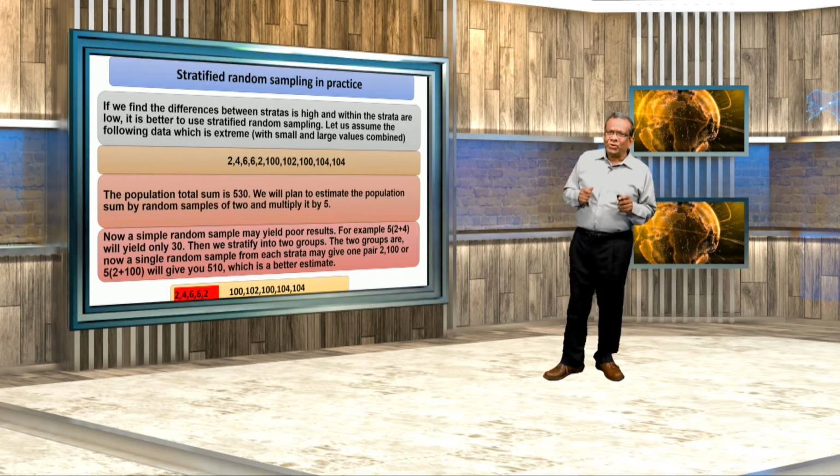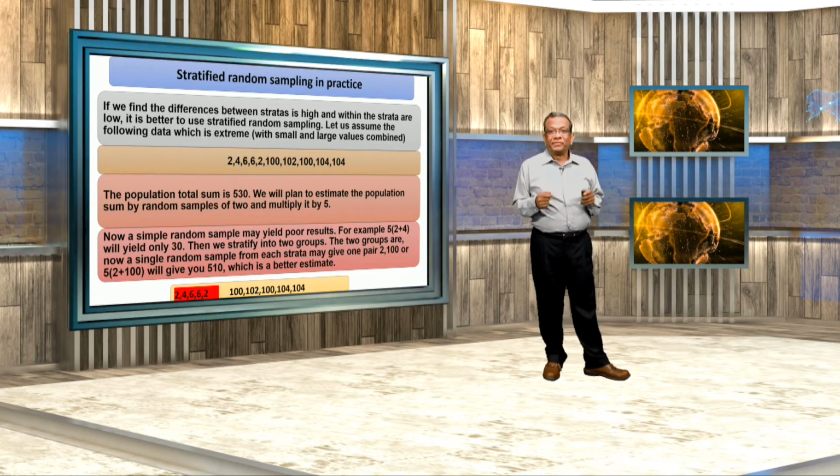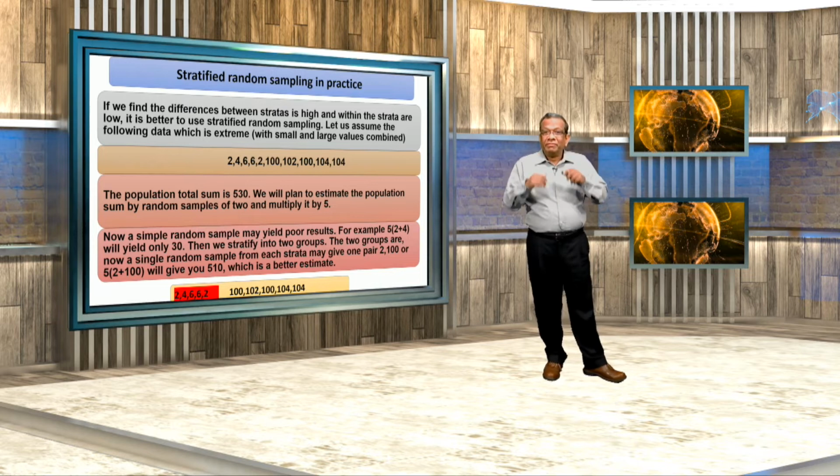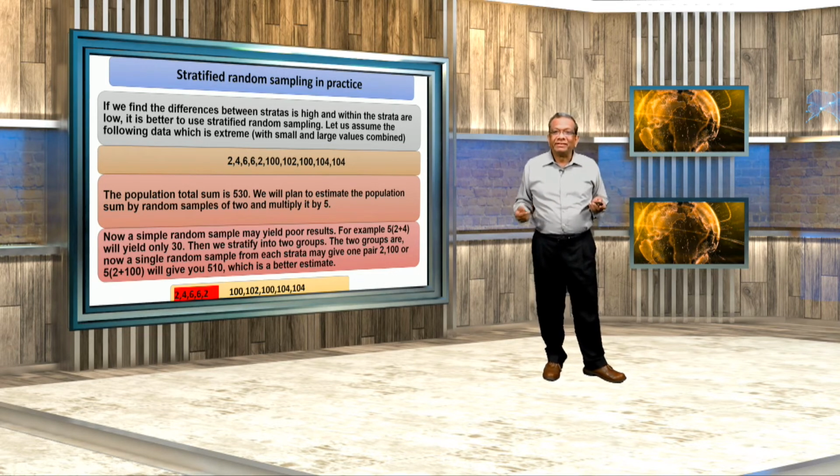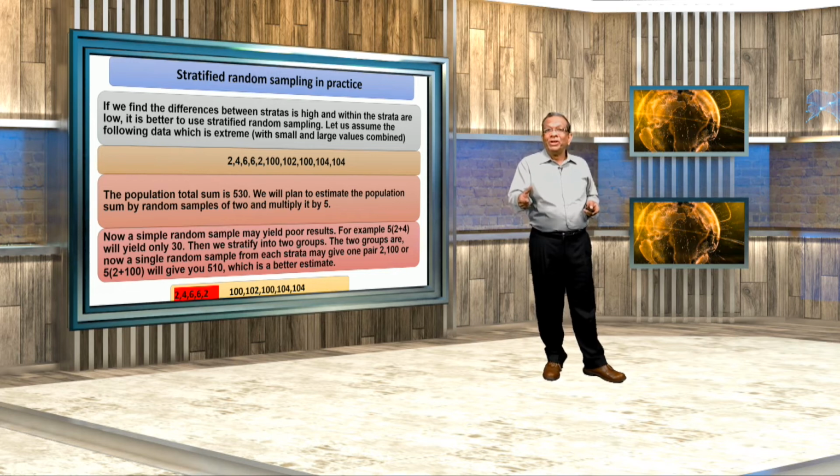Then we stratify into 2 groups. The 2 groups are now in the form given here, and now a single random sample from each stratum may give one pair. For example, I may get 2 from the first set and 100 from the other set. Now 2 plus 100 is 102, multiplied by 5 will give 510, which is a better estimate. I have given a very simple example for you to understand the usefulness of stratified random sampling in practice.